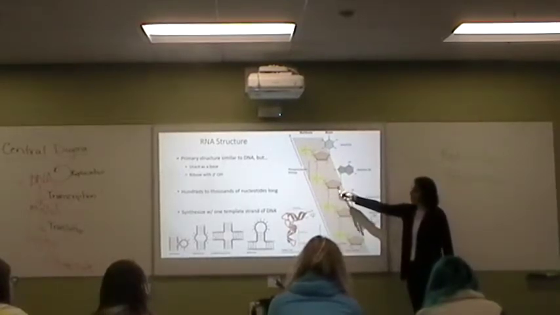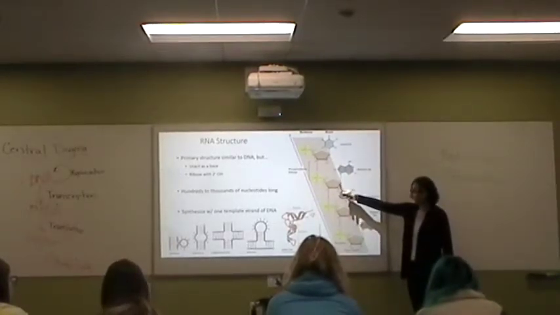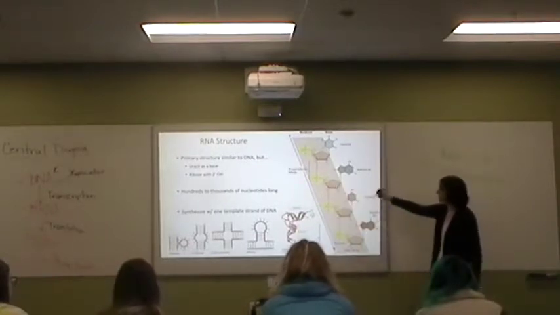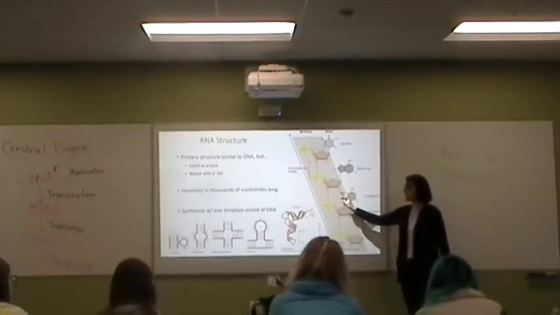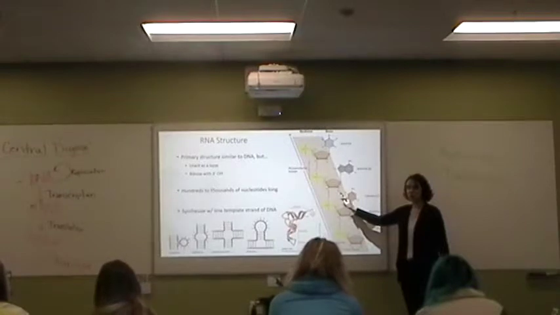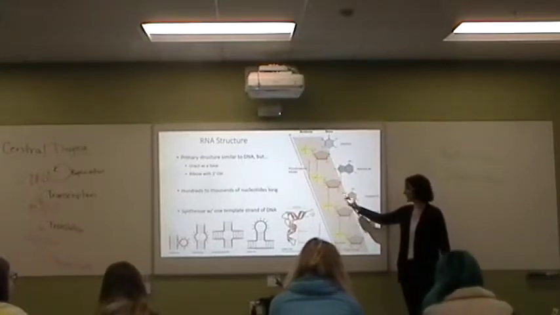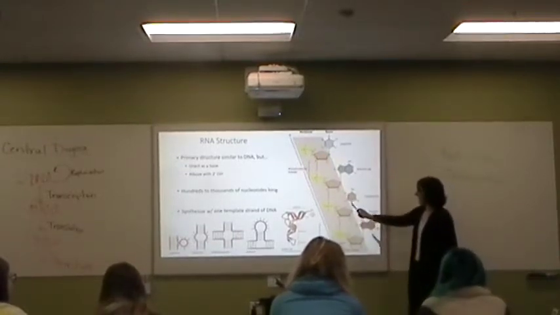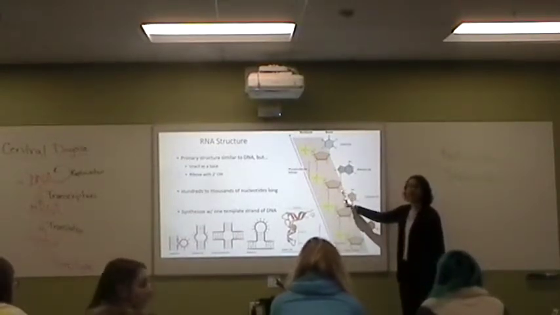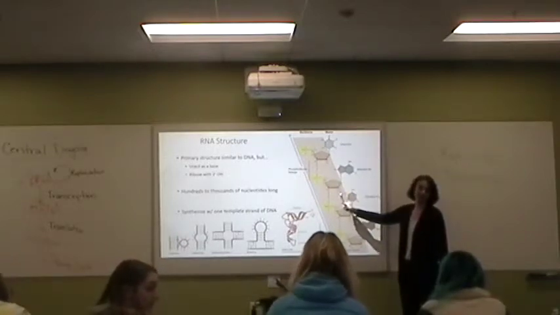We also have a different sugar. Our ribose differs from deoxyribose pentose sugars by the presence of a hydroxyl group on the 2' carbon, which is not present in our deoxyribose groups.